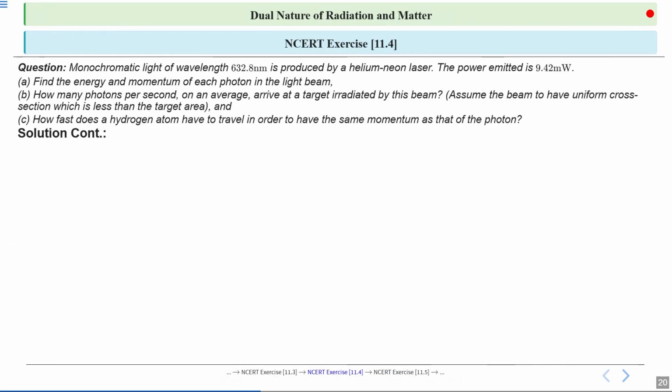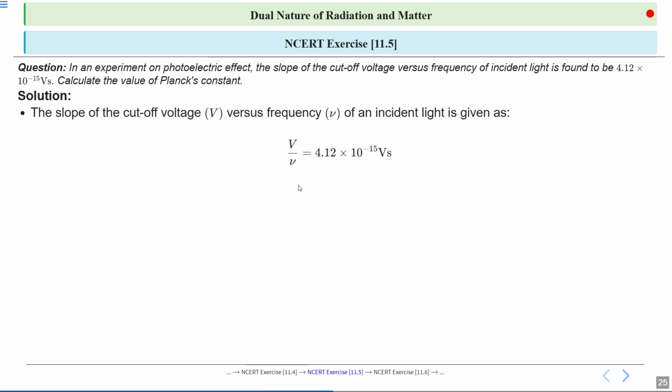Now, since wavelength lambda equal to 632.8 nanometer, we need to convert to meter, so it will be 632.8 into 10 raised to the power minus 9 meter. The slope of the cutoff voltage V versus frequency nu of an incident light is given as V by nu, which is equal to 4.12 into 10 raised to the power minus 15 volt second.